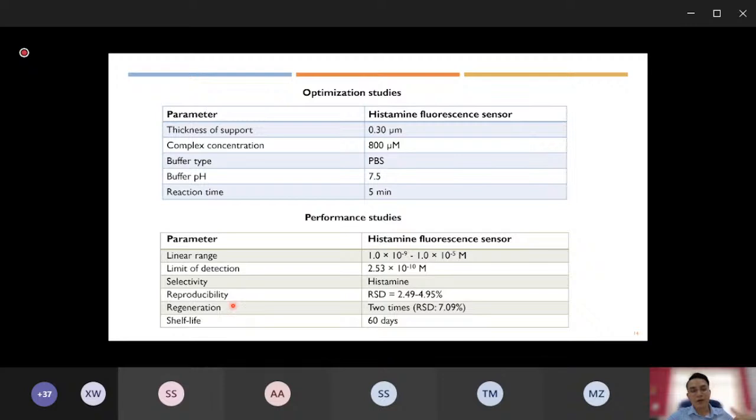Also regeneration: how many times can our sensor be reused? Is it disposable? Is it 2 times? Can it be regenerated about 7 times? These are very crucial parameters in sensor development. And the most important is the shelf life of the sensor. So what we got here is the performance value. The LOD is 10 to the power of -10 molar for histamine, RSD around this area, and the shelf life is 60 days.